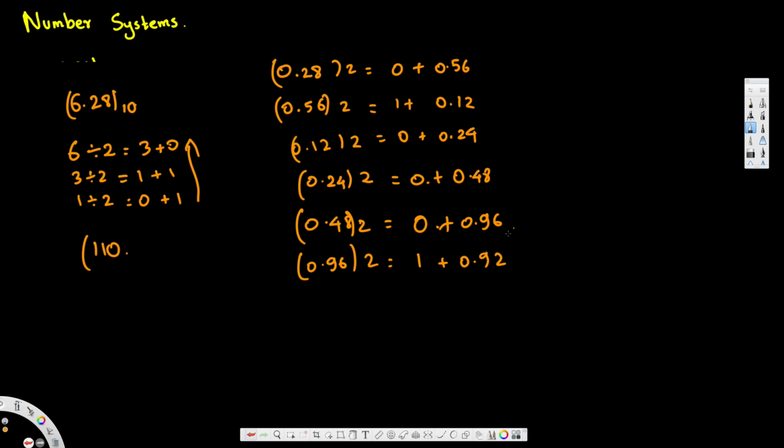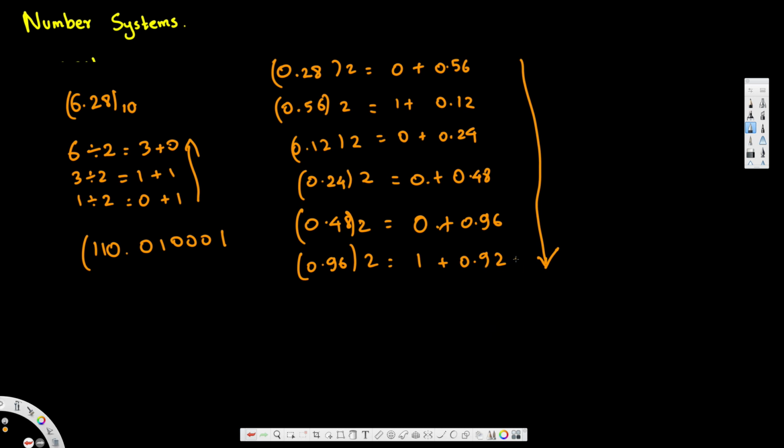You can stop anywhere you want, because if it's continuously going, you can stop it anytime. But for the fraction part, it goes from top to bottom. So this is 0, 1, 0, 0, 0, 1. And you can continuously keep going. If you want 8 numbers, you can keep going until you get 8 numbers.